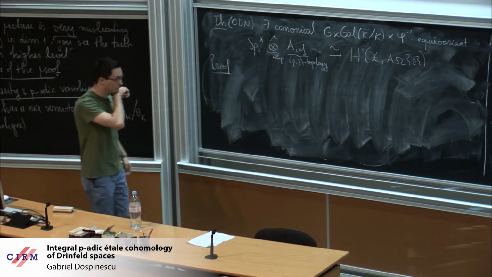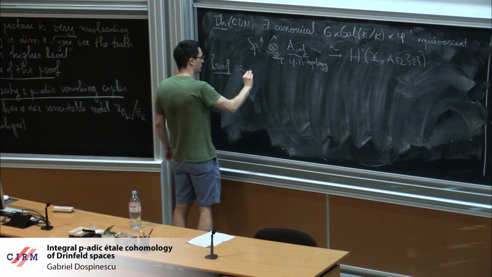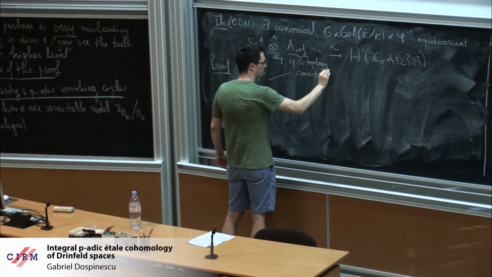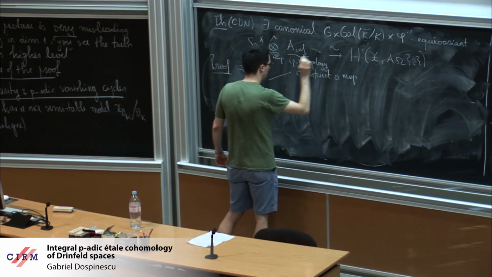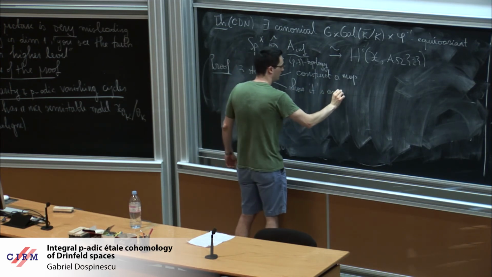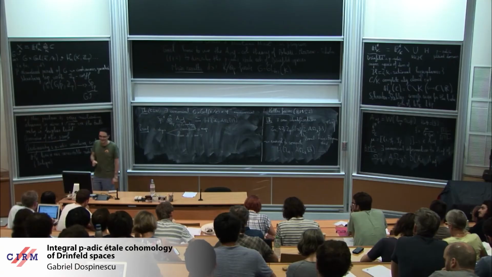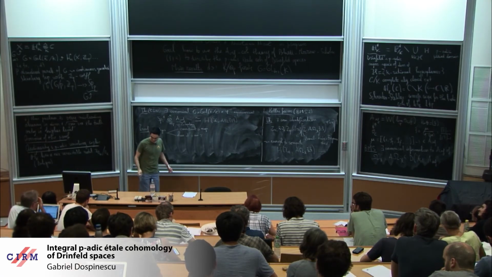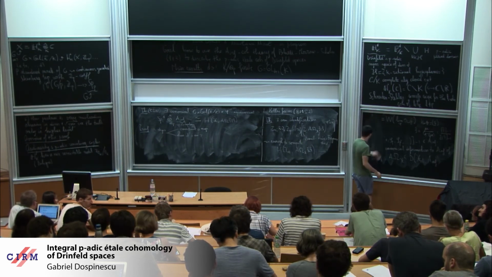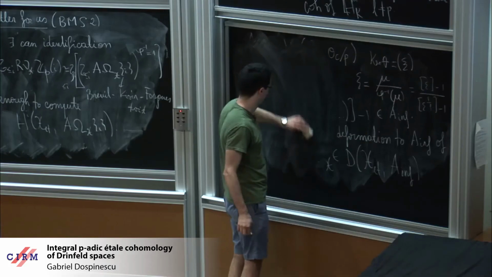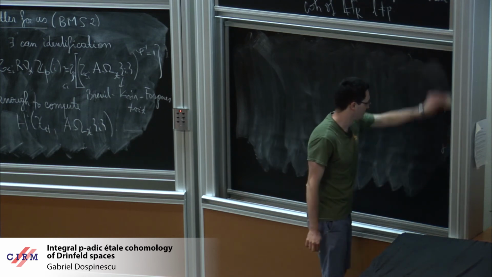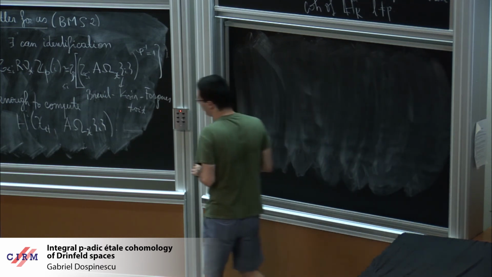Okay, so how does the proof work? Well, as usual, it works in two steps. Construct a map and show it's an isomorphism. Undergraduate technique. So how do you construct the map?